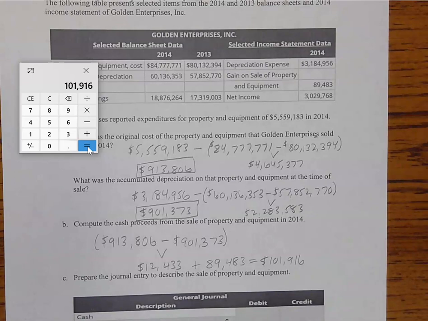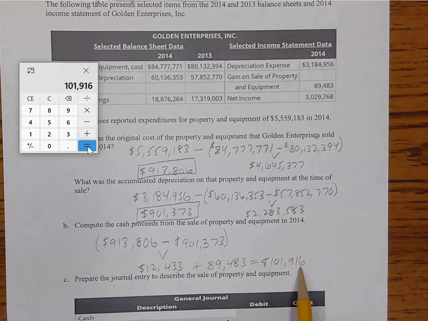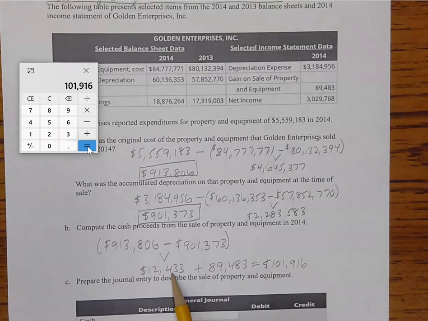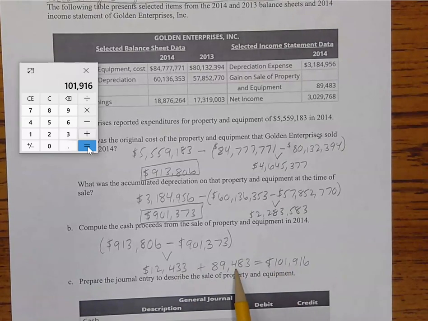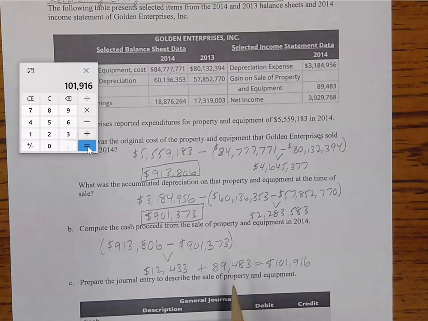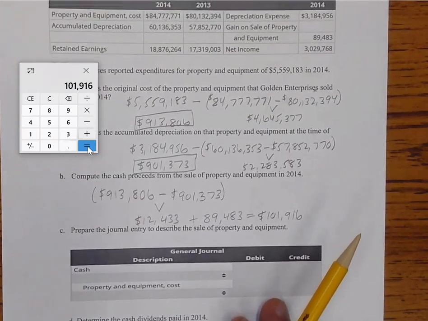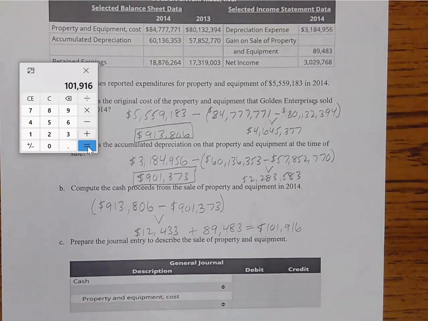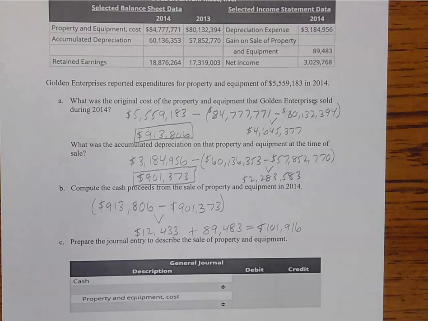So what we're saying is we sold it for $101,916, but we only recognize the gain on the portion that exceeds the book value. Our book value was $12,433. We sold it for $101,916, and the gain, which was actually given to us, is $89,483. Notice we have a couple more requirements down here at the bottom, but this video is over 12 minutes already. So I'm going to close this out and start a new video for requirements C and D on the same exercise.